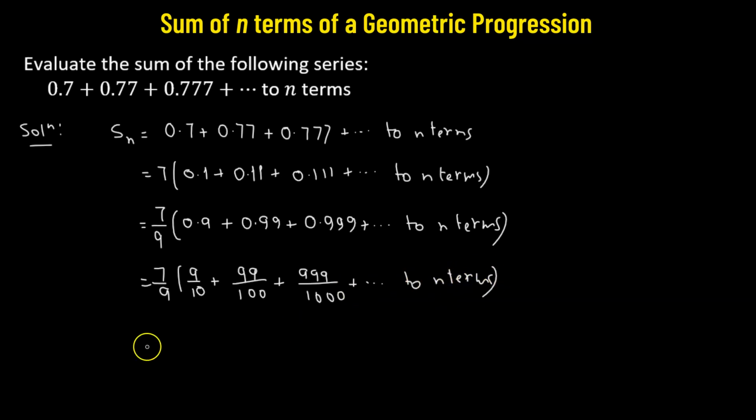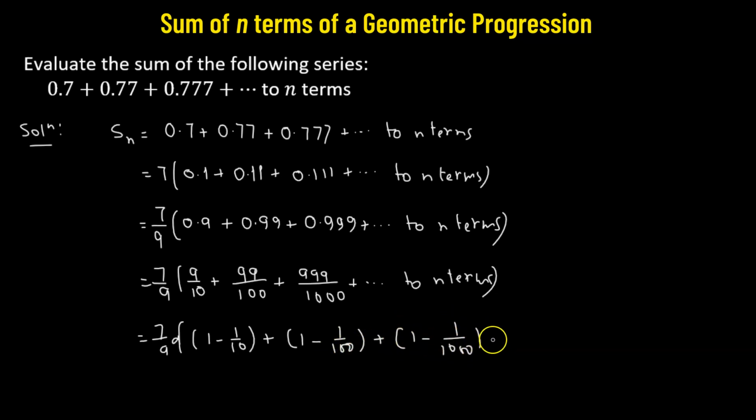Furthermore, we can simplify this by rewriting each of the terms. 9 over 10 can be expressed as 1 minus 1 over 10. Then 99 over 100 can be expressed as 1 minus 1 over 100. Then 999 over 1000 can be expressed as 1 minus 1 over 1000, and this sums up to n number of terms.